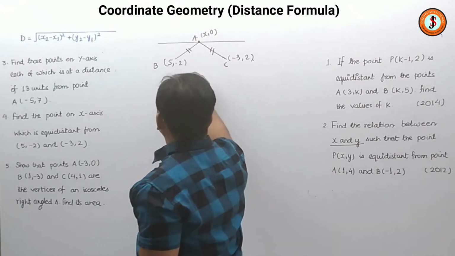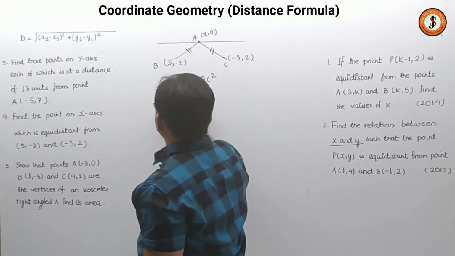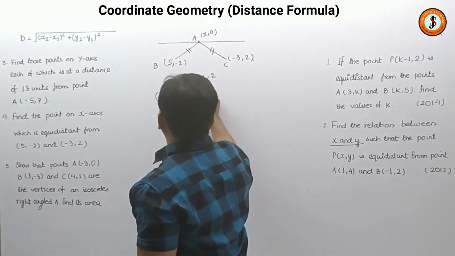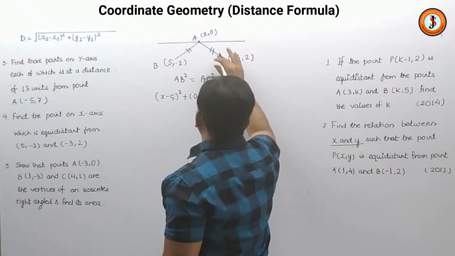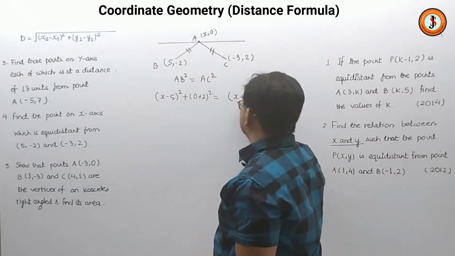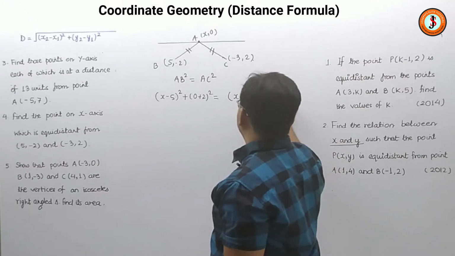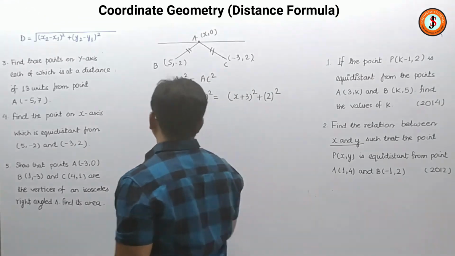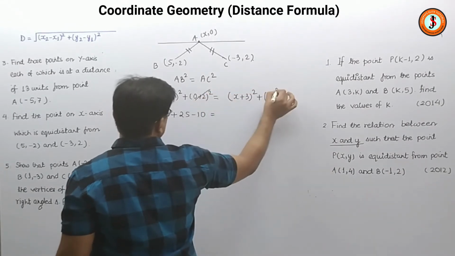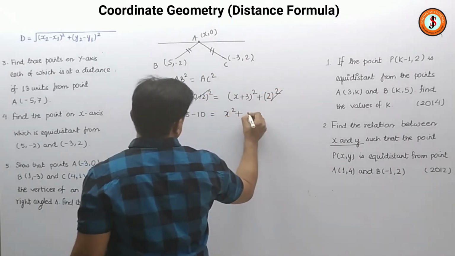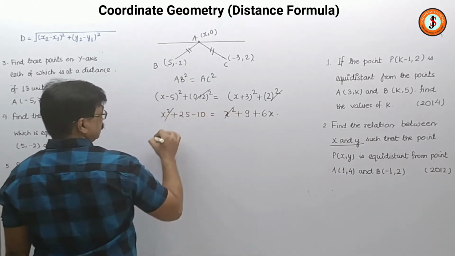AB square, the distances are equal, so the squares will be equal: AB square equals AC square. So x2 minus x1, that means x minus 5 the whole square, plus y2 minus y1, 0 minus minus 2, that means 0 plus 2 the whole square, is equal to x2 minus x1, x minus minus 3, so x plus 3 the whole square, plus 0 minus minus 2, so 2 the whole square. Now this is x square plus 25 minus 10x, these two are cancelled, so x square plus 9 plus 6x. So now x square and x square cancel.